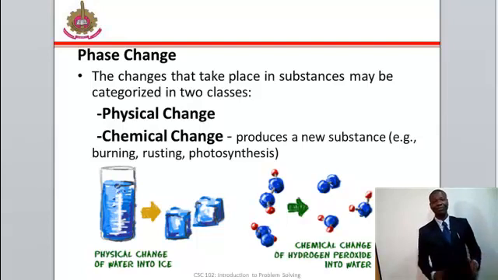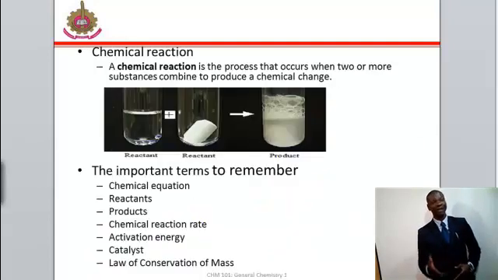Which one is reversible? Physical change. It does not produce a new substance. While chemical change produces a new substance, e.g., burning, rusting, photosynthesis. All these processes are examples of a chemical change.